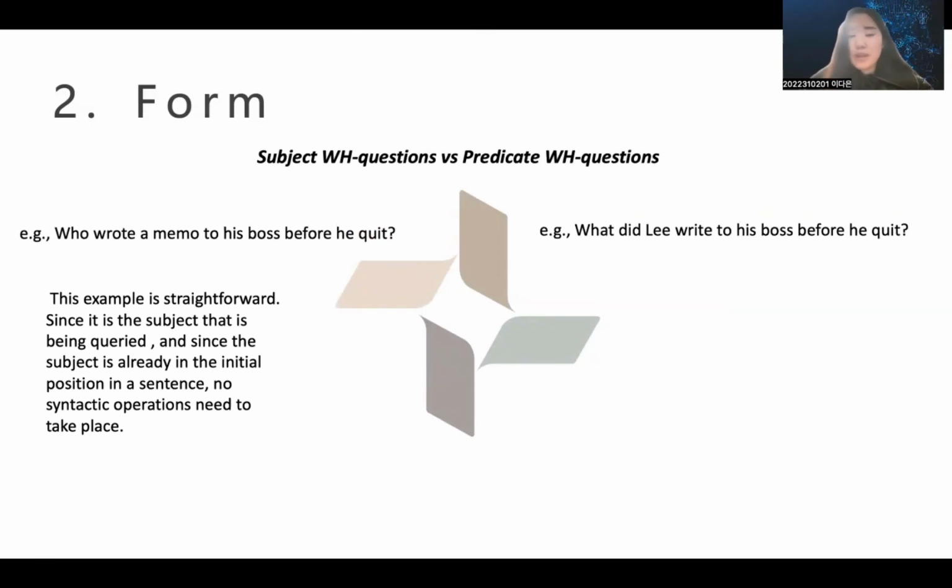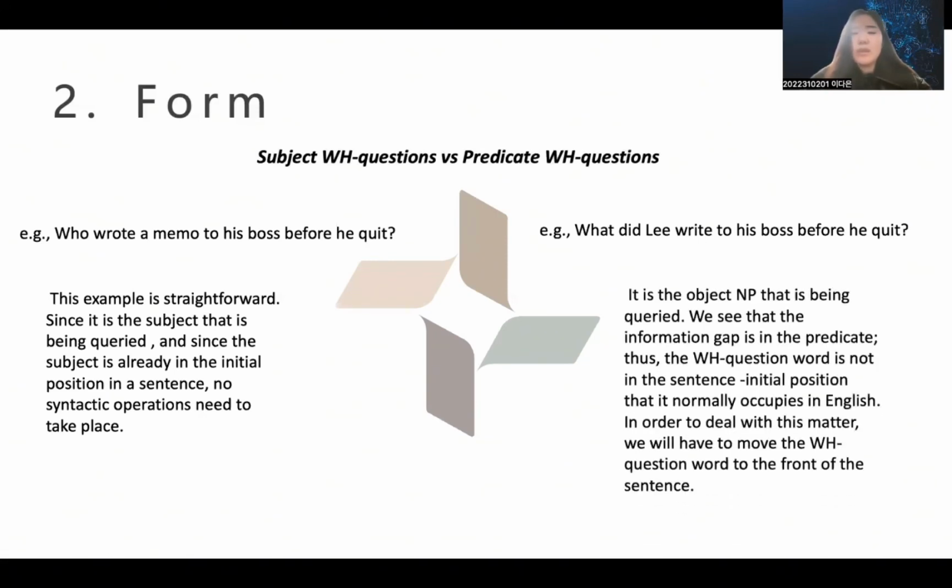An example of a predicate WH question is, what did Lee write to his boss before he quit? It is the object NP that is being queried. We see that the information gap is in the predicate. Thus, the WH question word is not in the sentence initial position that it normally occupies in English. In order to deal with this matter, we will have to move the WH question word to the front of the sentence.